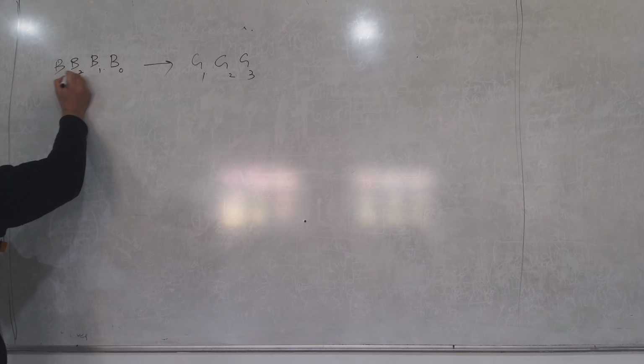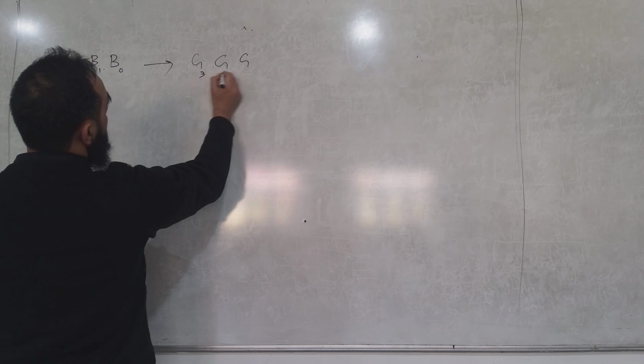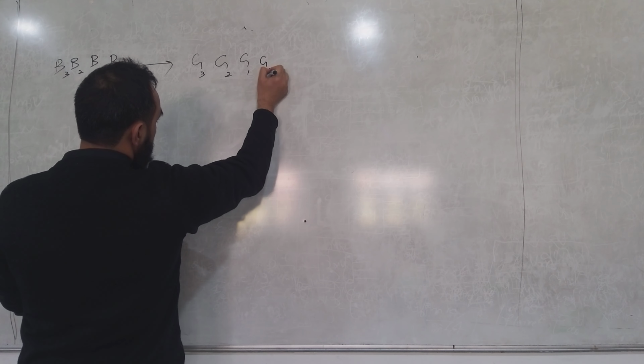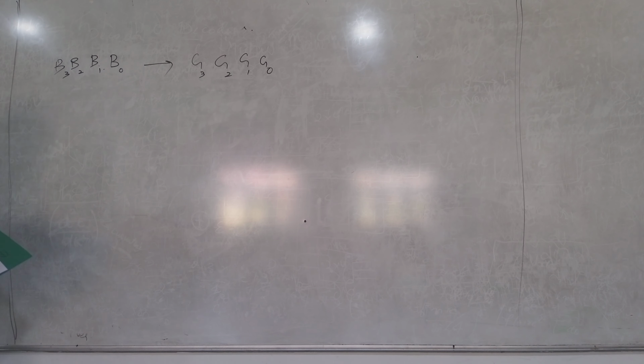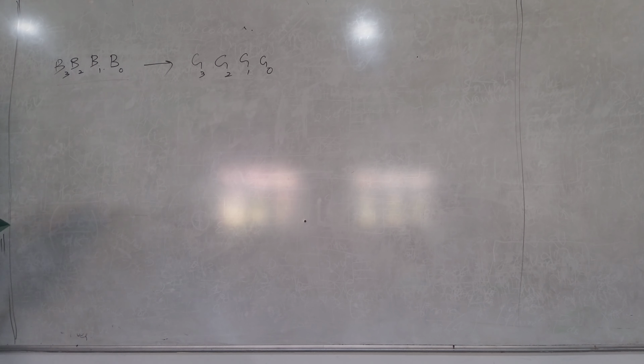Zero, 1, 2, and 3, right? Because the higher order is from here. So it's 3, 2, 1, and 0. Now if I have to convert this, we know how to do it. Can anyone tell me how we convert into gray code? Look, see from the lecture. No, that is XS3 code. That is XS3.